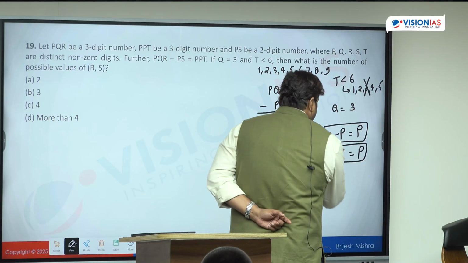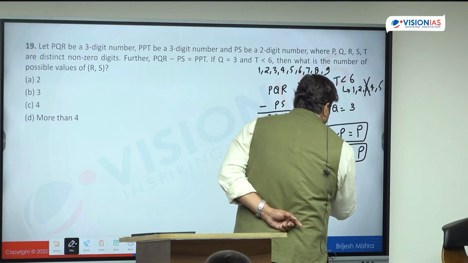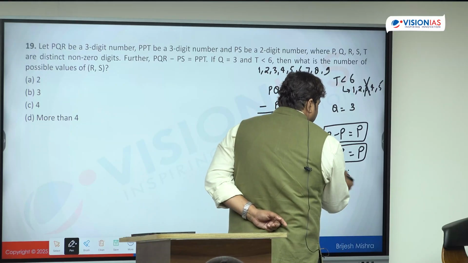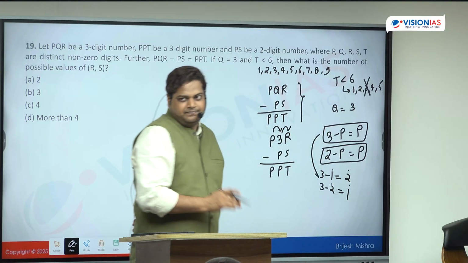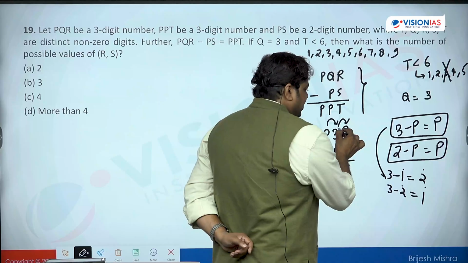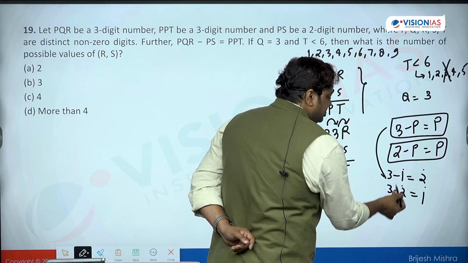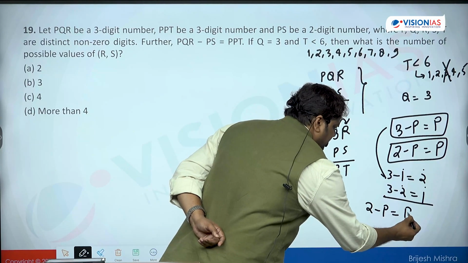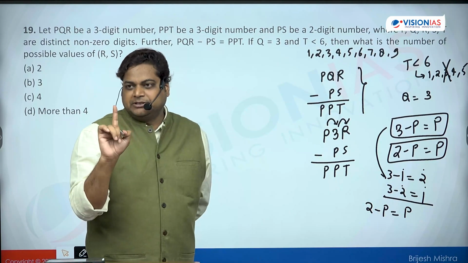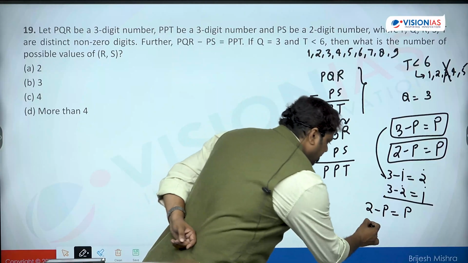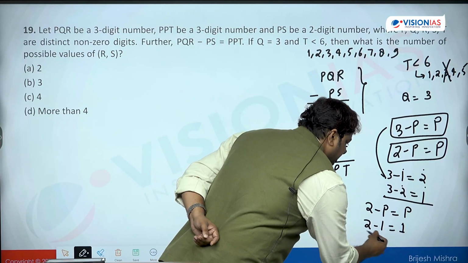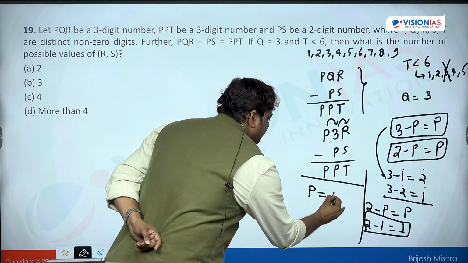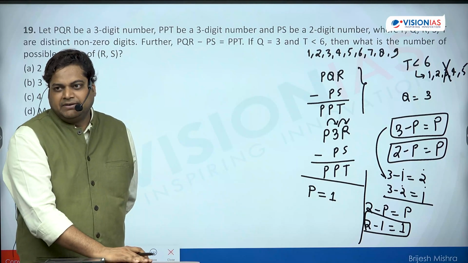Now I did it this way. 3 minus 1 we are getting 2. 3 minus 2 we are getting 1. This must be same. That means one carry is given to R. This value is 2. If this value is 2, 2 minus what so that we can get the same value? Only one possibility we are left with, that is 1. 2 minus 1 is equal to 1. That means with this we are getting the value of P as 1.